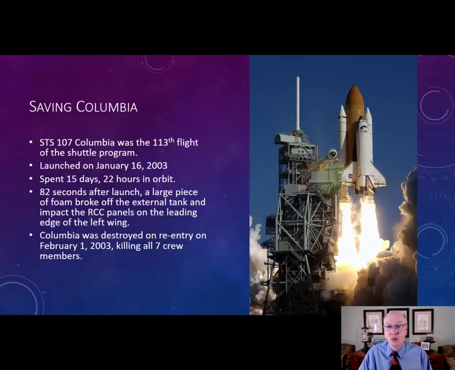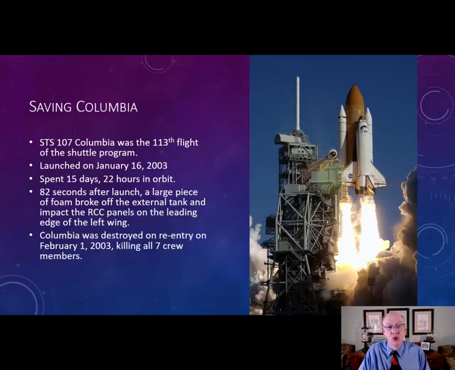And on STS-107, sorry, it wasn't the 113th flight of Columbia, it was the 113th flight of the space shuttle program and the last flight of Columbia. On STS-107, when that foam broke off and it hit the wing on the space shuttle, it significantly damaged the heat protective tiles that line the front side of the wing on the Space Shuttle Columbia.